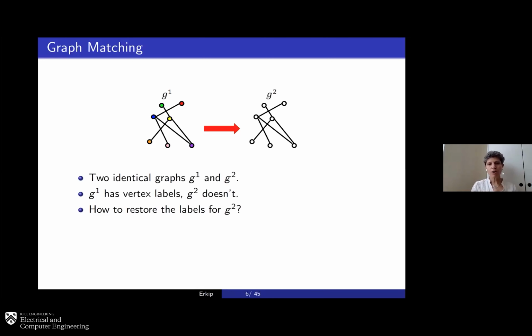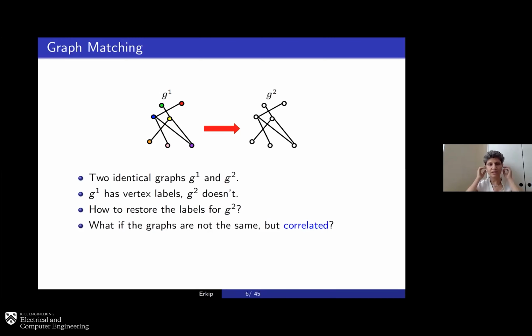Our goal is to look at G1 and G2. Remember, these are identical graphs, and use the structure of the graph to uncover the vertex labels for G2, to figure out the colors of the vertices for G2. This is actually a very well-known problem known as graph isomorphism, and I'll talk a little bit about that.